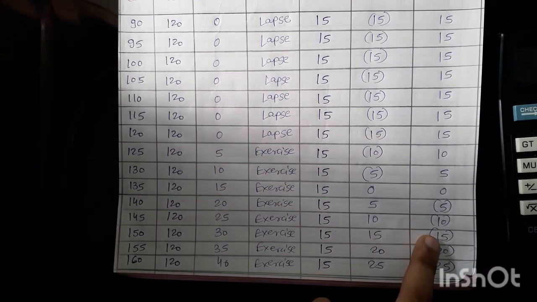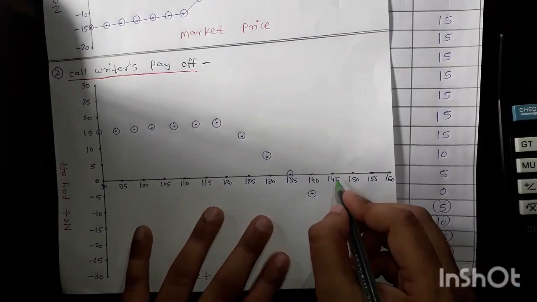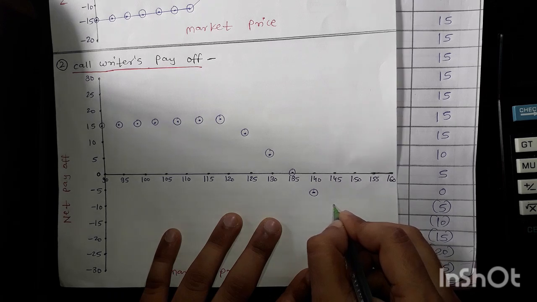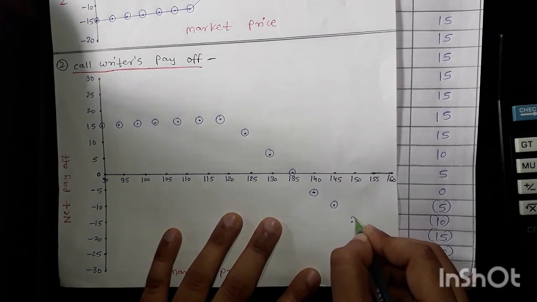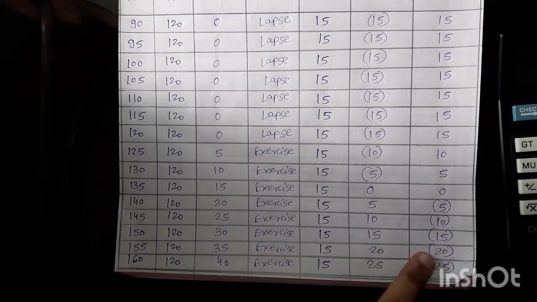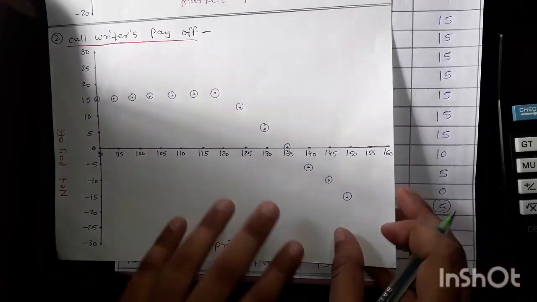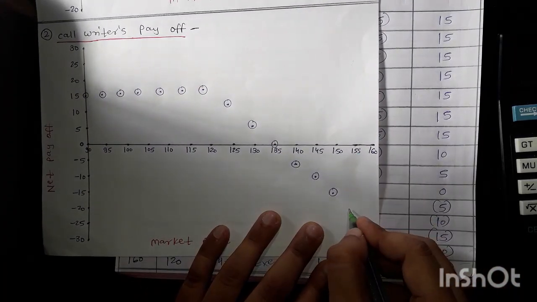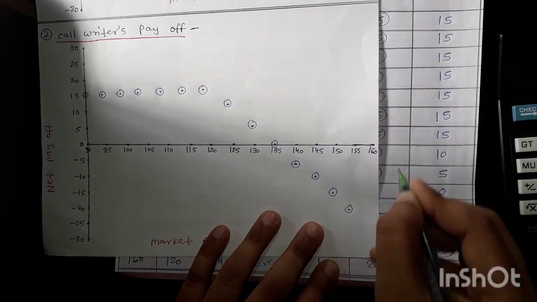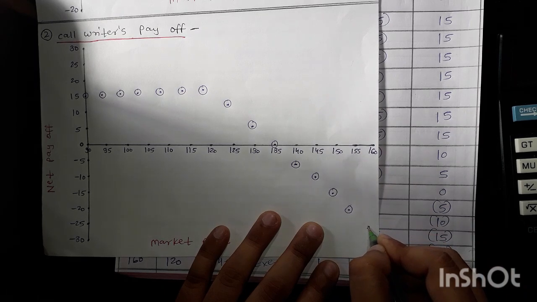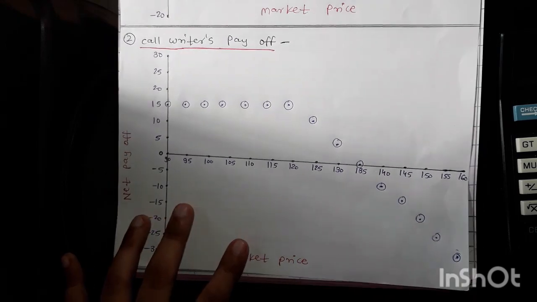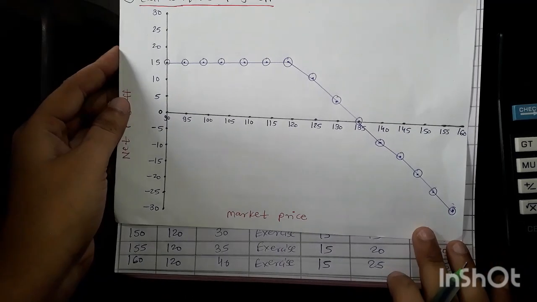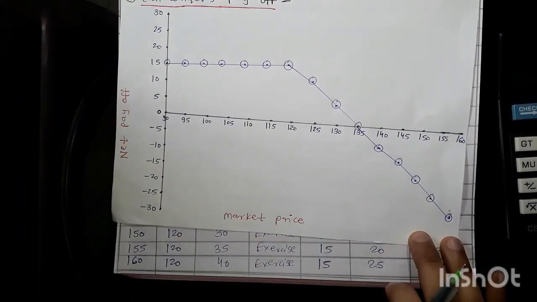After that -10, -15, okay. -10 somewhere here, -15 somewhere here, till 150 I have completed. Now 155 and 160, -20, -25, okay. So here -20 and -25 somewhere here, okay. Just we will join these points, so the graph will be just like downward sloping, okay.